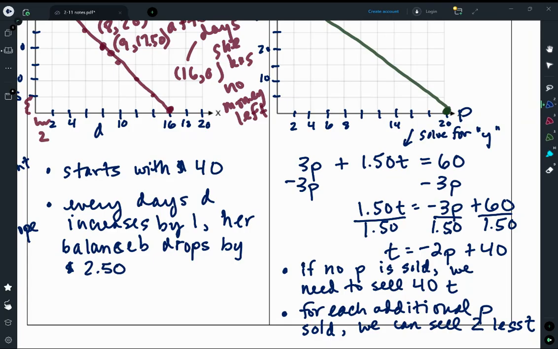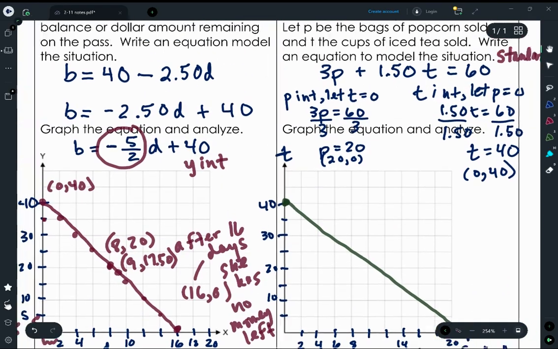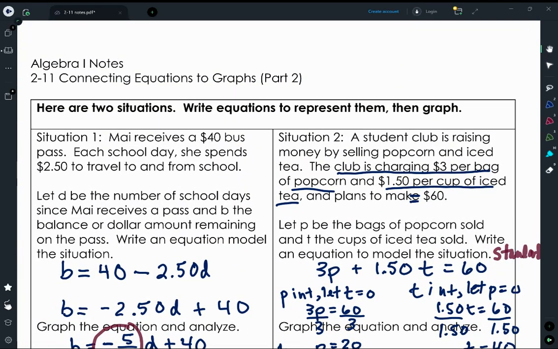All right, so this is kind of a deep dive into slope and y-intercept and what they mean. As always, if you have any questions, make sure to get help in class.